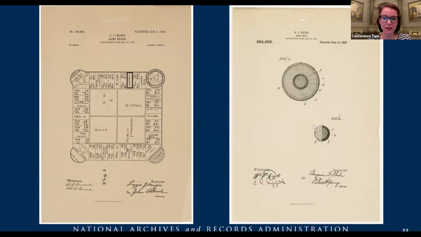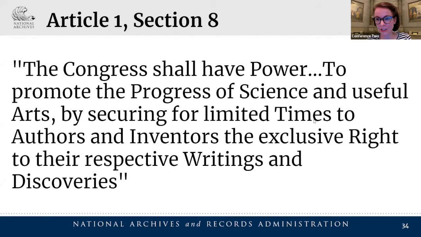Well, if we pull out another portion of the Constitution, we can see Congress has the power to promote the progress of science and useful arts by securing for limited times to authors and inventors the exclusive right to their respective writings and discoveries. Breaking that down, that exclusive right to their writings and discoveries, that is this patent system, this federal patent system.